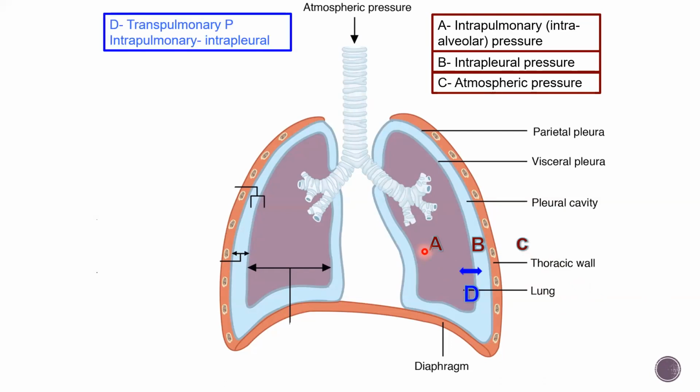Now, what is transpulmonary pressure? The pressure difference between intrapulmonary and intrapleural pressure. Suppose this is 5 and this is -5. 5 minus -5 is 10. Usually pleural pressure will be negative. So from 5 to -5, the difference is 10. That is called transpulmonary pressure. You should understand that the difference of pressures between the lung alveoli and the pleura is called transpulmonary pressure. This has to be understood.